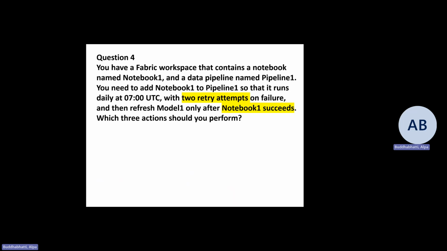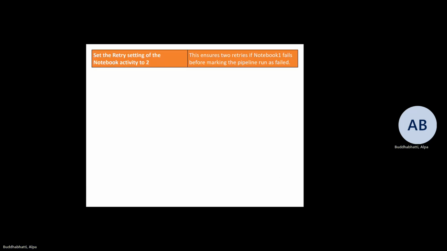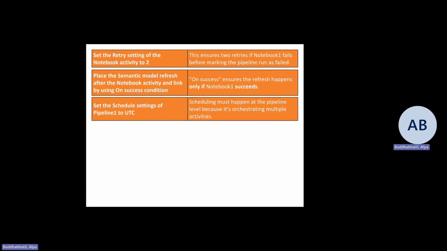So let's see here. This is our question, and these are the options. Out of these options, we can now select 3 correct ones. Before we select, let's get some more ideas. The first option is retry, which helps you retry the notebook activity 2 times. This is correct because that's what we need in case the notebook activity fails. Another one is refreshing the semantic model after the notebook activity, linked using the on success condition. This is correct as well. The third one is to set the schedule settings of pipeline 1 to UTC. This is also correct.